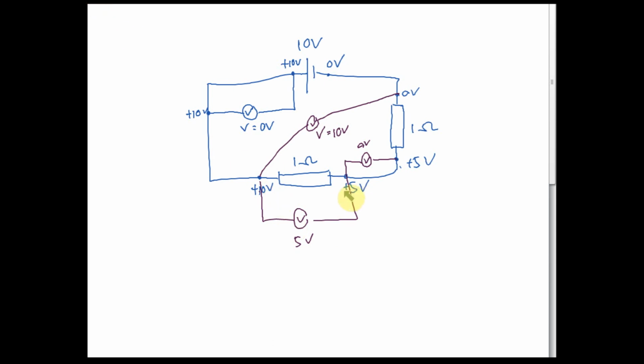The difference: you take the bigger one minus the smaller one. That's how it works. Okay, the last one. Let's say I connect it from this one to this one. The reading will be 5.